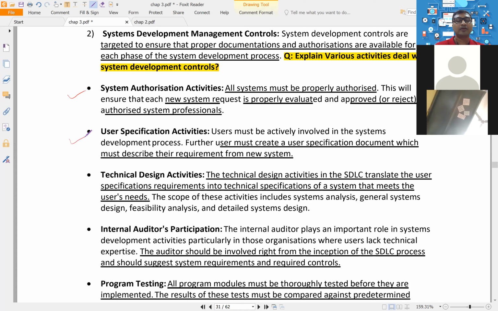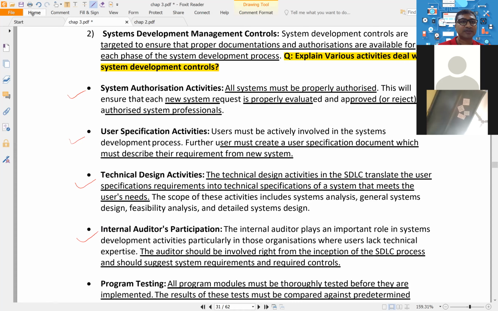Then we will always ask users what they want. Users will state their demands, which will be converted into technical specifications. But here the auditor's role will be more important, because the auditor will also say how the system should be developed from the financial point of view, the accounting point of view, and what different controls should be implemented. So the auditor's role will come.